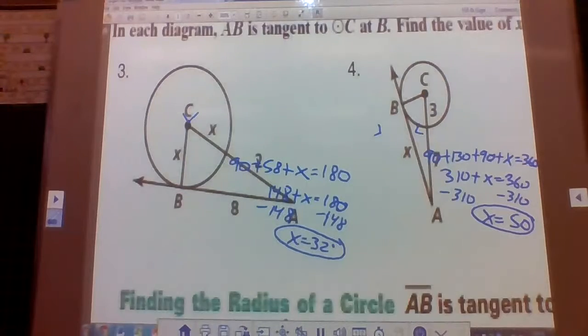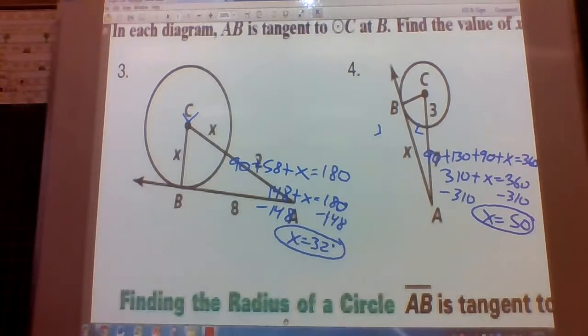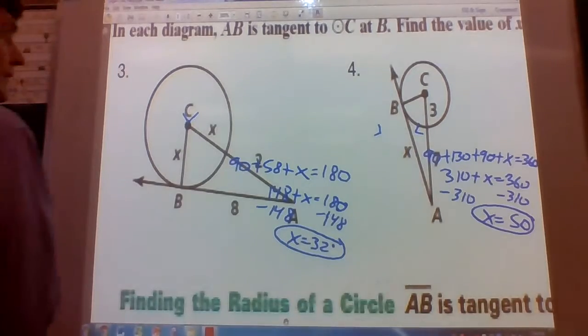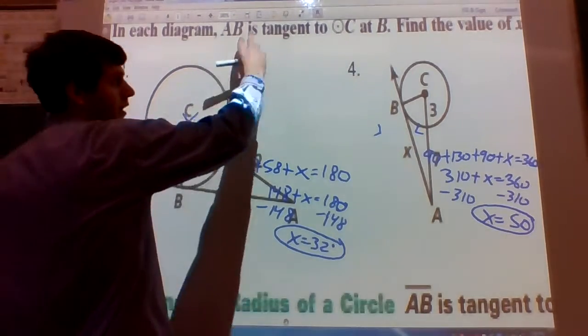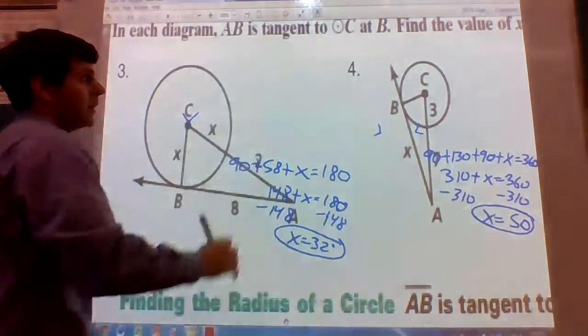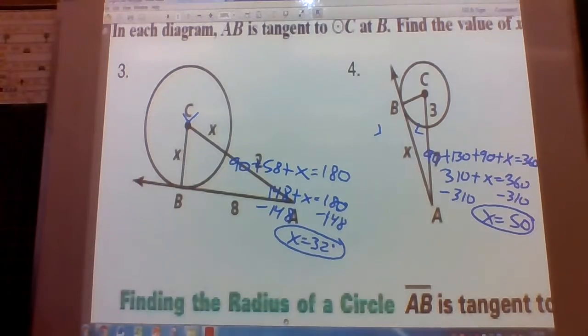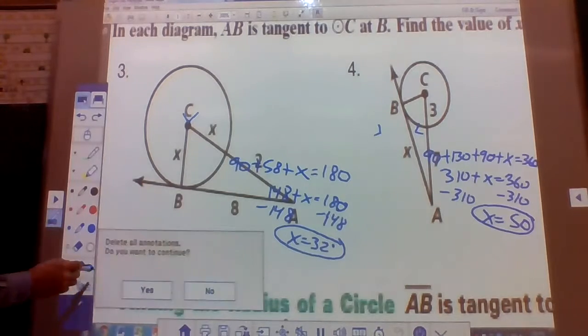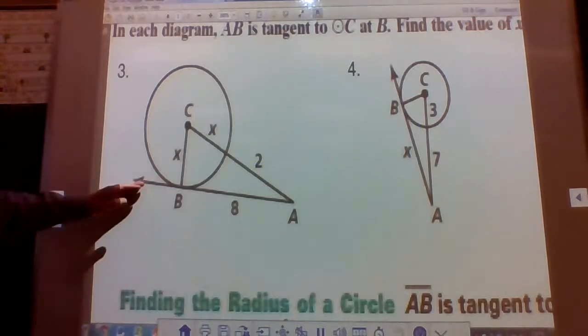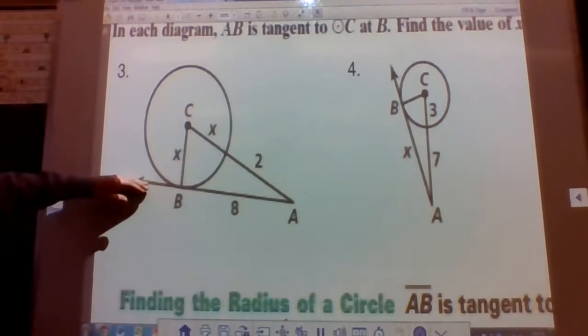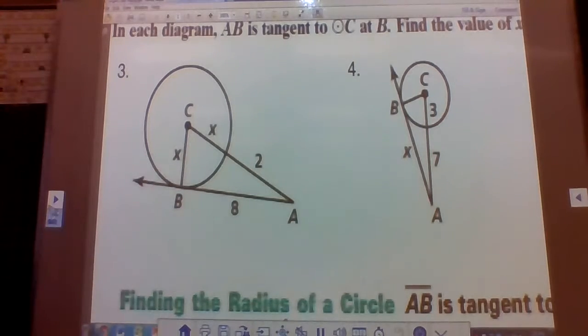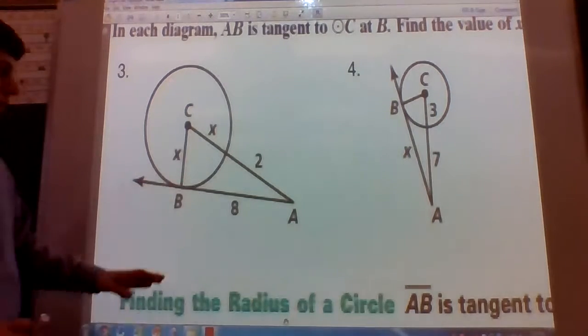Scroll down to number 3 and 4. So they're telling us AB is tangent to circle C at point B. So AB is our tangent line, B is the point of tangency, and it's all on circle C. Find the value of x. Okay, so here's our tangent line and a radius, right? So again, that first theorem is telling us when we have a tangent line that intersects a radius, they're going to be perpendicular, which means they're going to form a right angle.